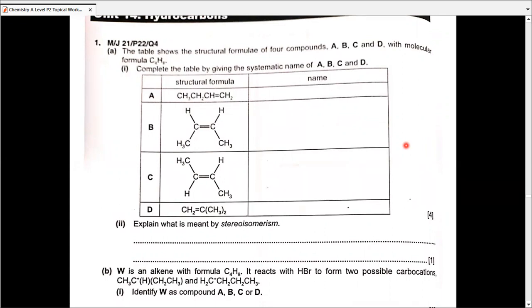And D would be 2-methylprop-1-ene. 2-methylprop-1-ene. Perfect. Moving on. Part 2. Stereoisomers means isomers with the same molecular and structural formula, but a different arrangement of atoms in space.